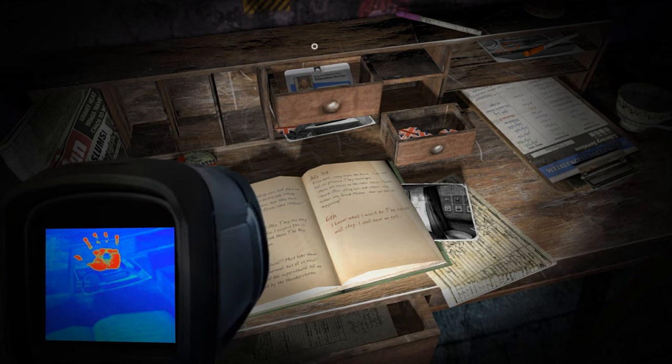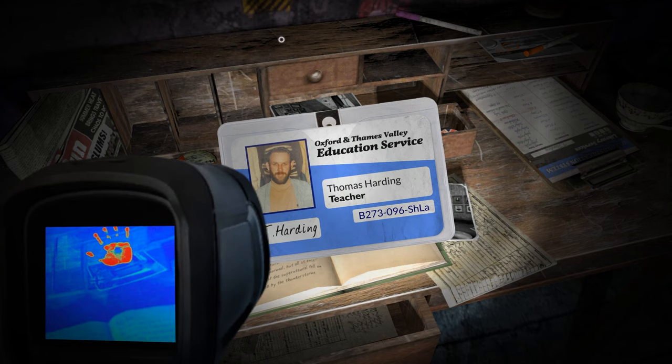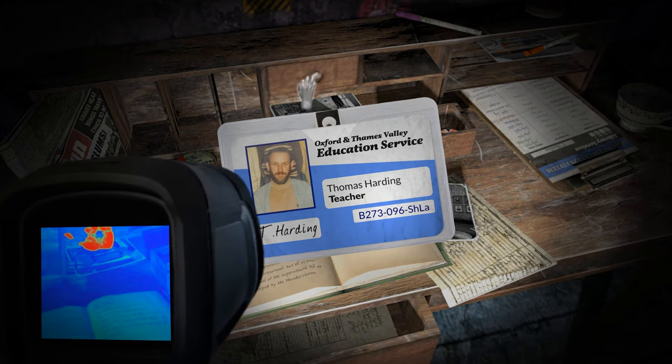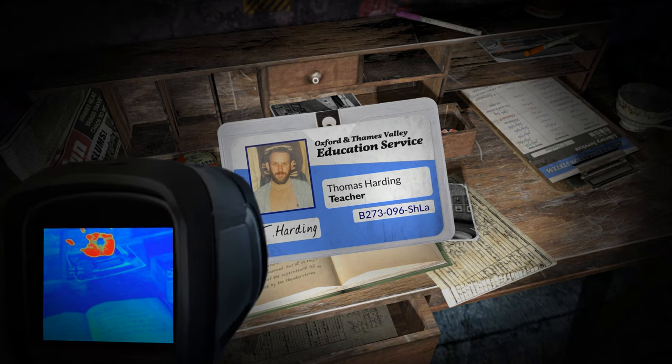Wow, the handprint was a hint, I think, to tell me to get there? I think I clicked on it. Maybe. It's hard to tell. Yeah, that's where the handprint was. Oxford and Thames Valley Education Service, Thomas Harding, teacher.